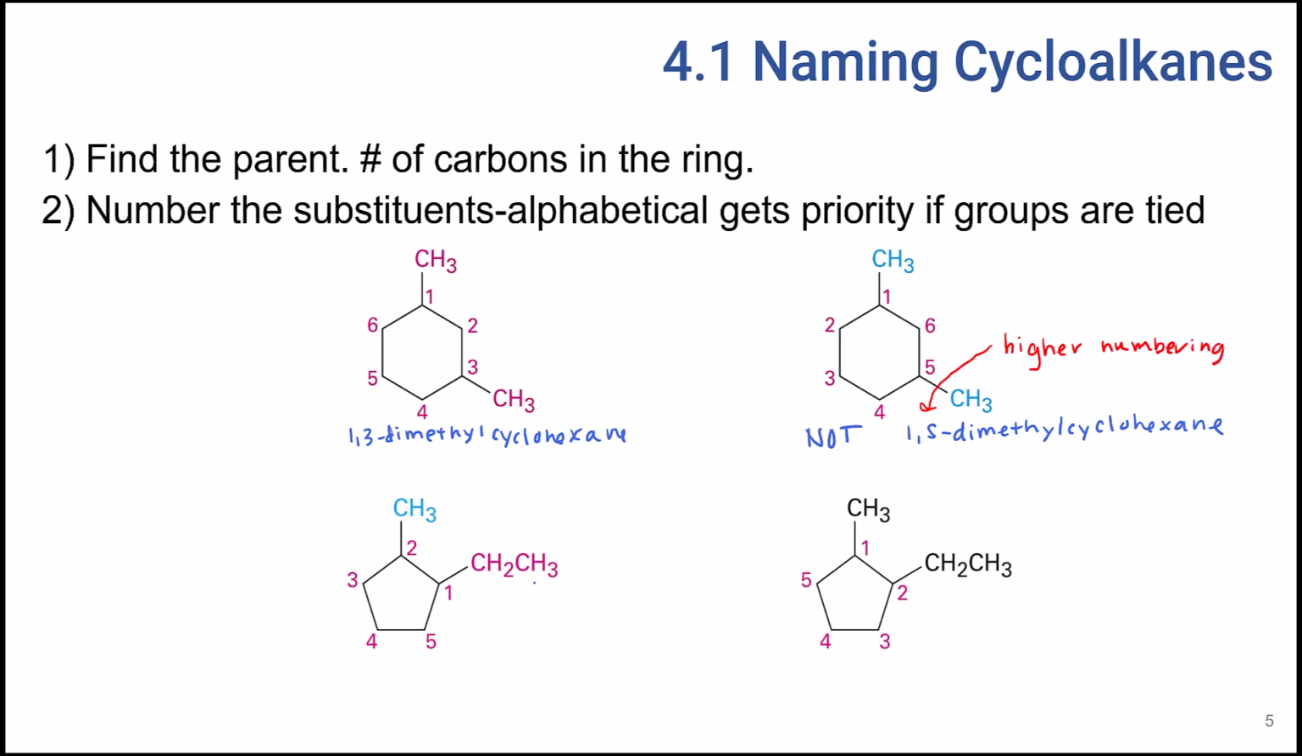And in this situation here, the numbering would be tied either way. So we have a 1-ethyl 2-methyl or a 2-ethyl 1-methyl. In this case, we're going to use 1-ethyl 2-methyl because it's listed alphabetically. So if we can give the alphabetical one that's first the first numbering, that is going to be preferred. And this one would otherwise be 2-ethyl 1-methyl.